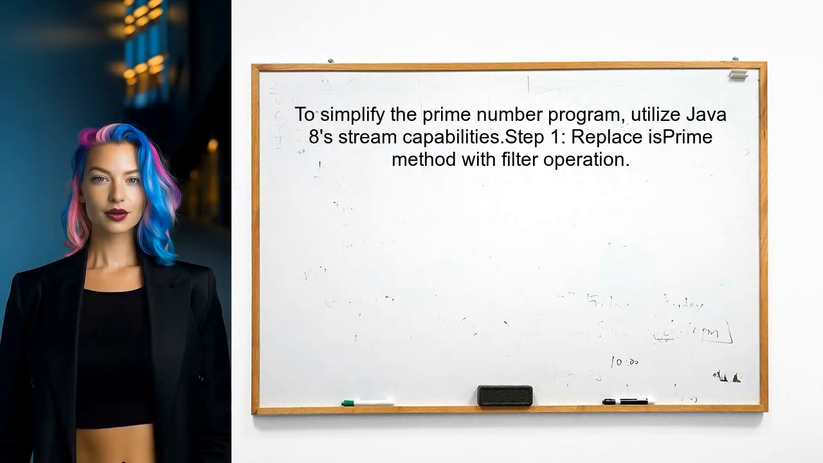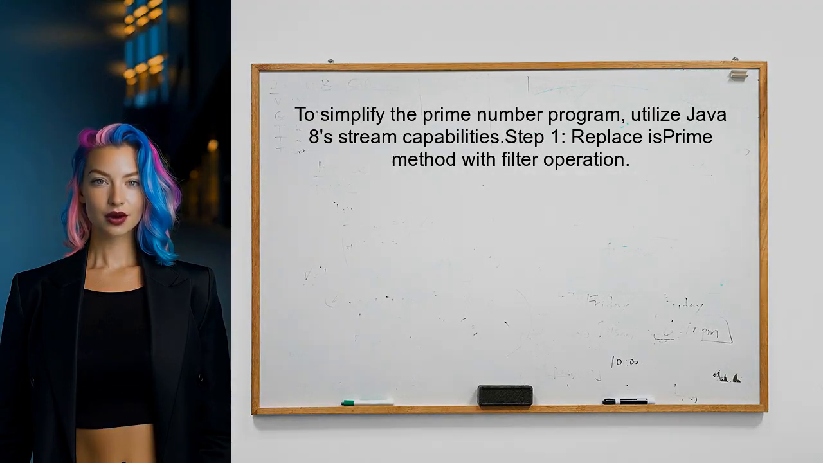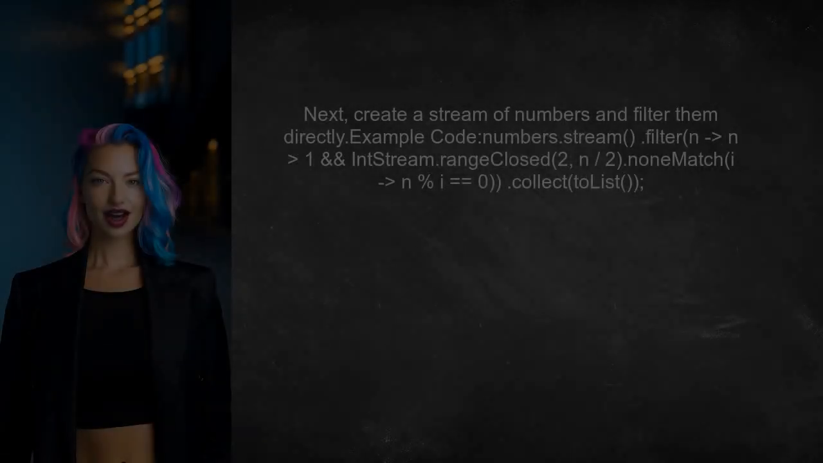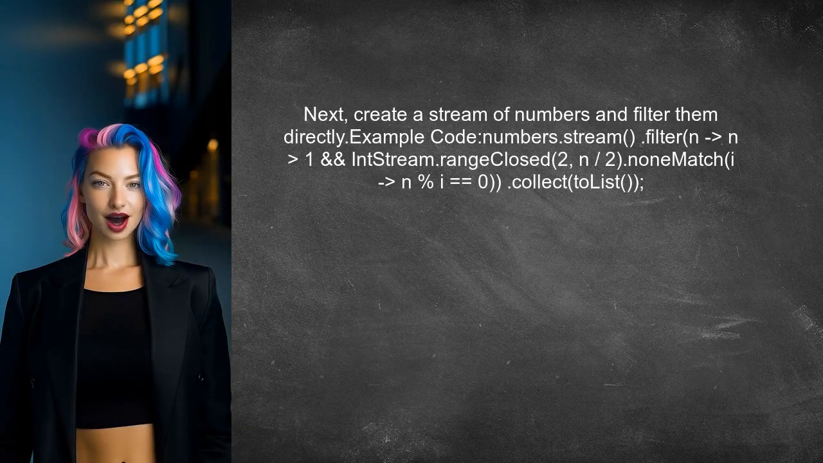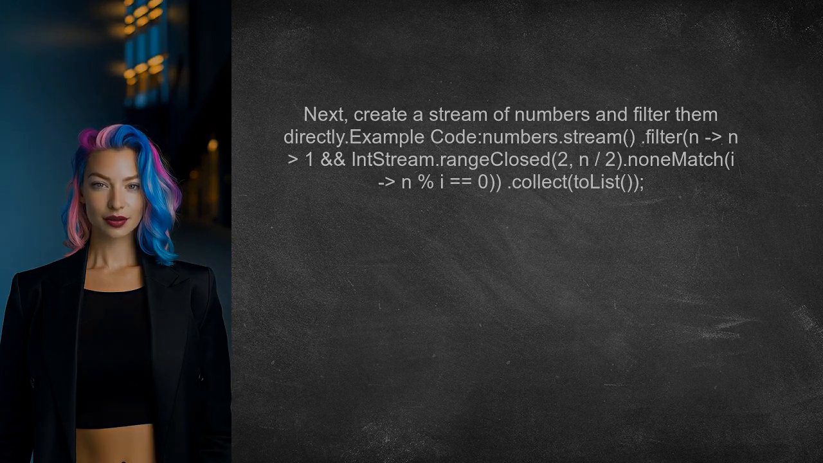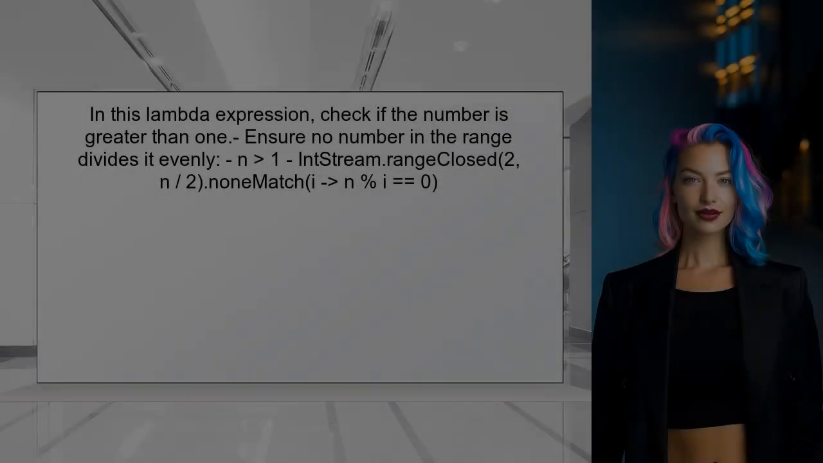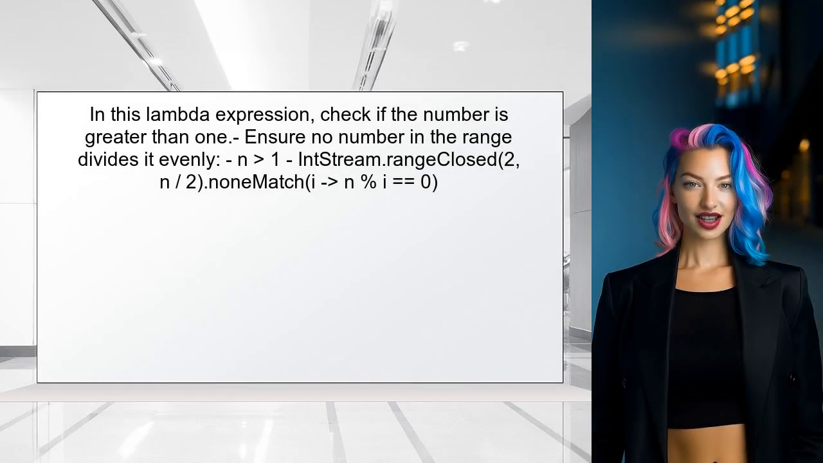To simplify the prime number program, the user can utilize Java 8's stream capabilities. First, we will replace the isPrime method with a more concise filter operation. Next, the user can create a stream of numbers and filter them directly. Instead of checking each number with a separate method, we can use a lambda expression. In this lambda expression, we check if the number is greater than 1 and ensure that no number in the range divides it evenly. This eliminates the need for the isPrime method.